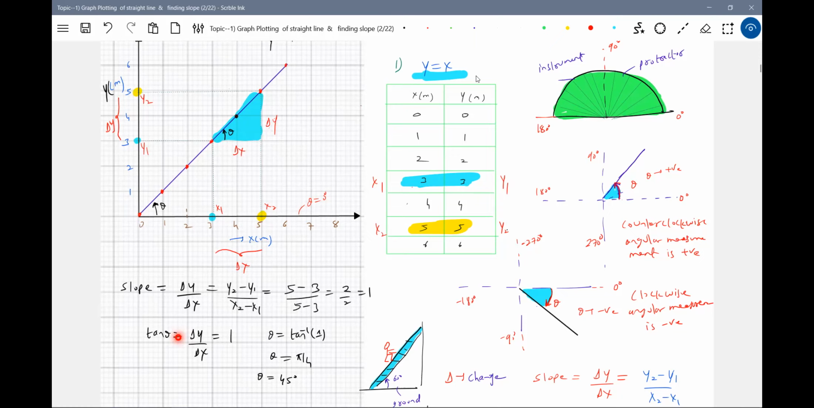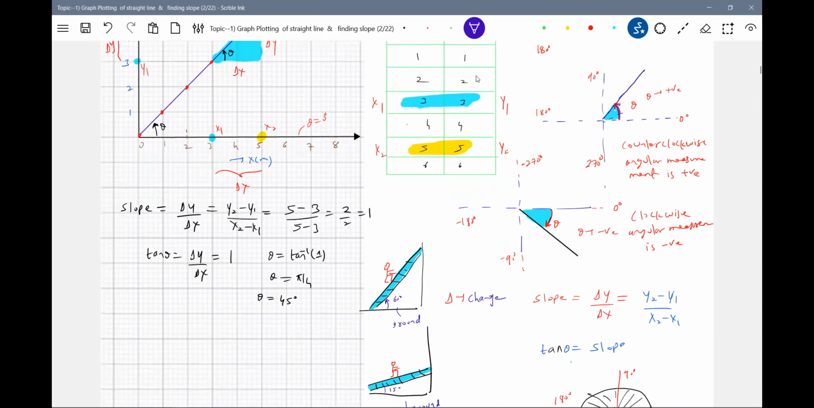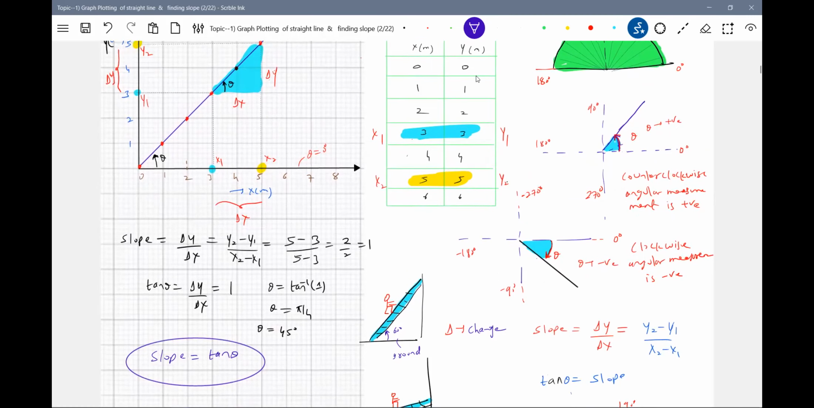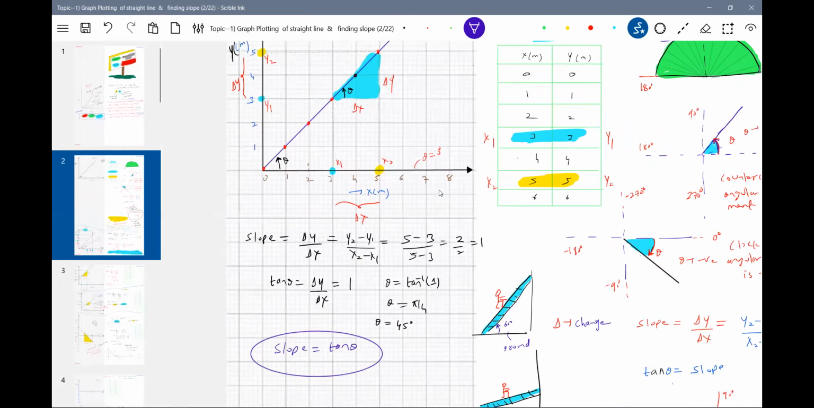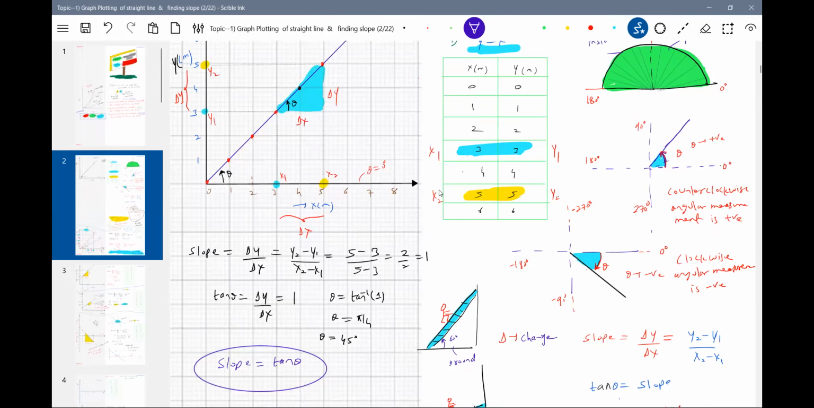If you know protractor, what you should do? Measure theta. Tan of that theta will give the slope. So therefore here, if you want to find out a slope at any point on a curve, draw a tangent at that particular point on the curve, then find out the tan of the particular angle made by the tangent at that point. That is nothing but equal to slope.